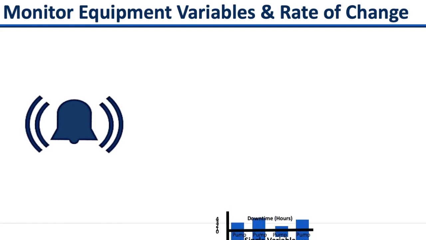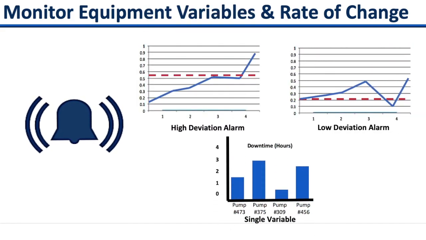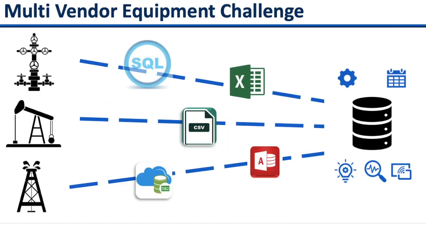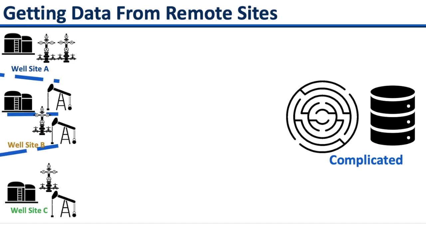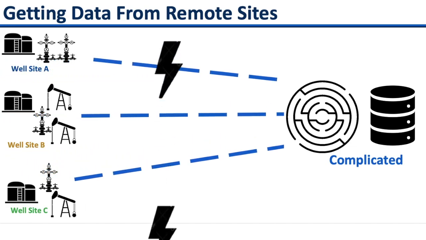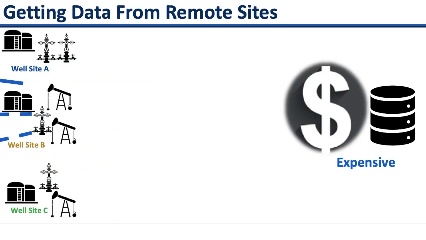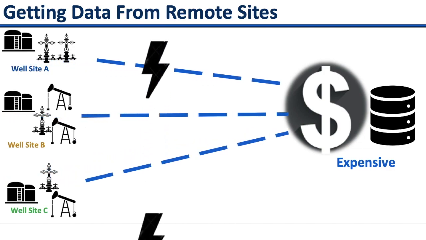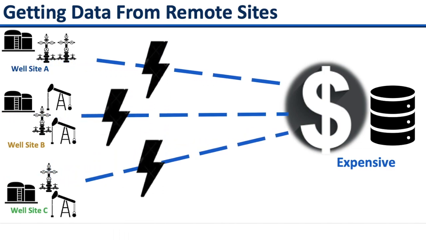Equipment fault detection also includes simple, single variables such as alarms based on high and low deviation limits for process variables or rates of change. All of the data comes from different types of equipment, from different vendors and in different formats. This makes getting data very difficult. All of this data then needs to be centralized, making things very complicated and expensive. Effective equipment fault detection requires overcoming many data collection challenges before getting started.